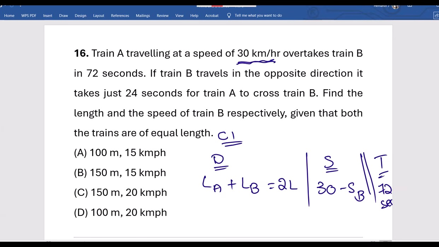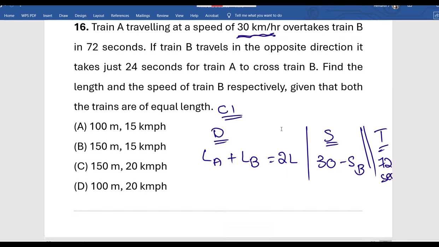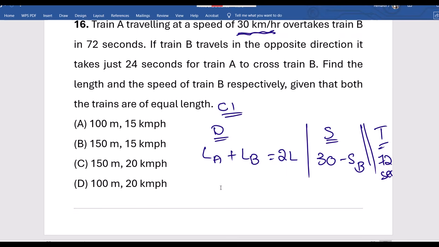Speed is in kilometer per hour. Right? Okay, that's one data. Second data. Come to second data. Train B now travels in the opposite direction to train A.